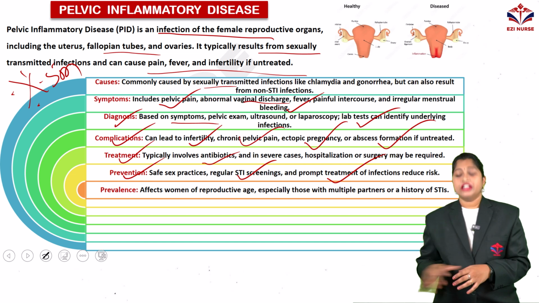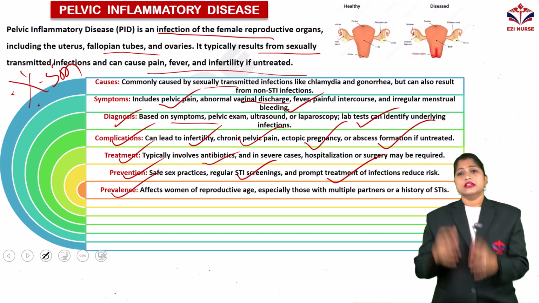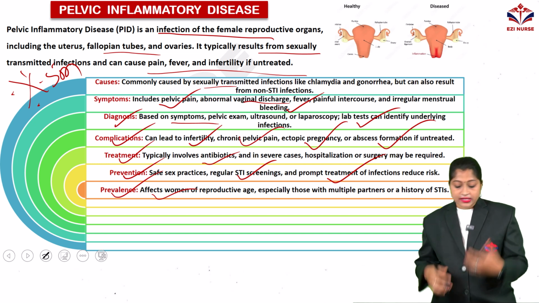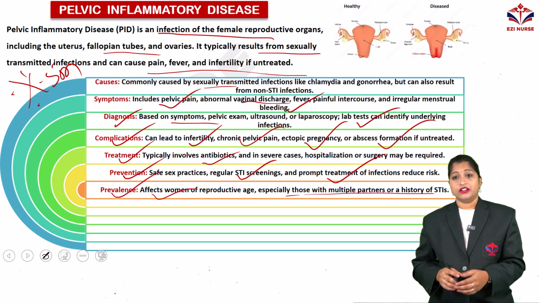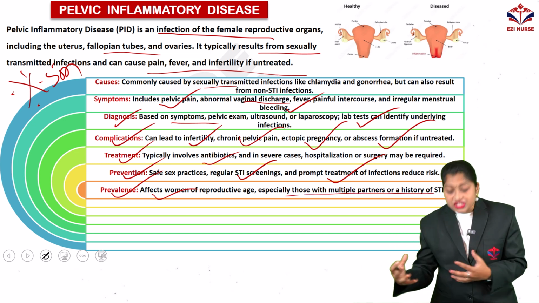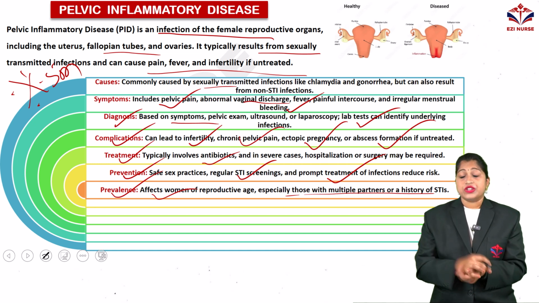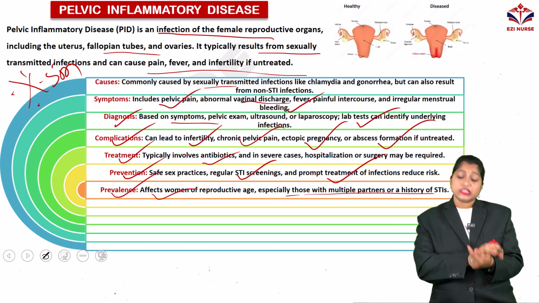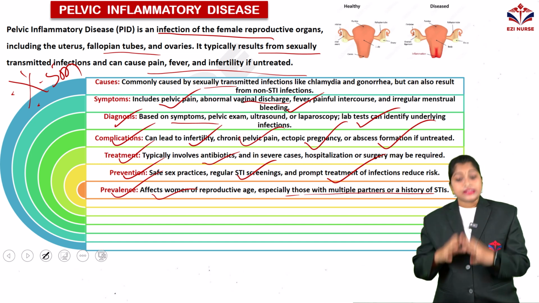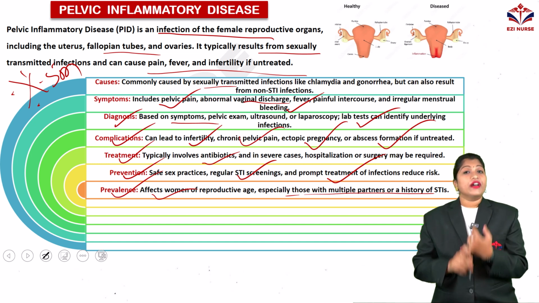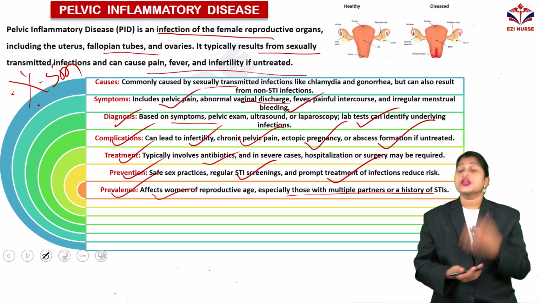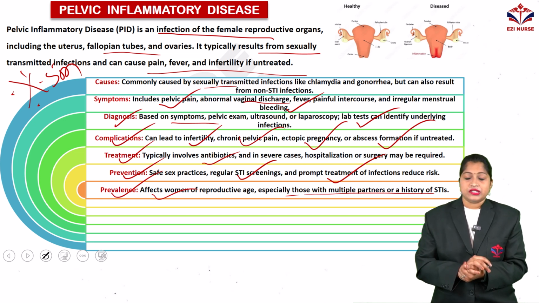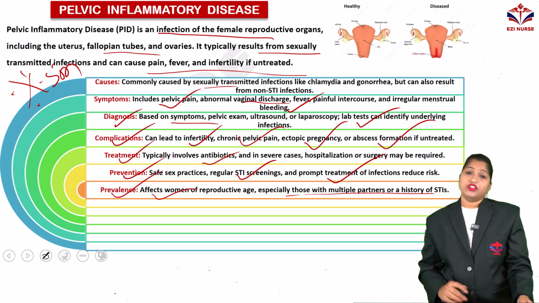So, these are the preventive measures and prevalence. For example, the affected women of the reproductive age, especially those with multiple partners or who have a history of sexually transmitted infections. So, which women can we see this pelvic inflammatory disease in? People who are having multiple sexual partners or who have a history of sexually transmitted infections. So this is about pelvic inflammatory disease.